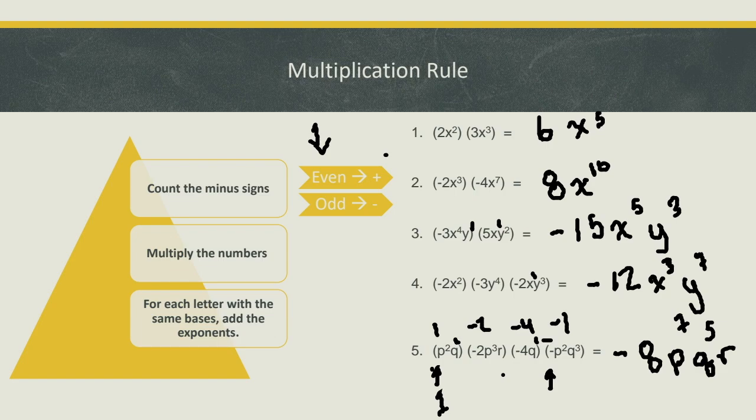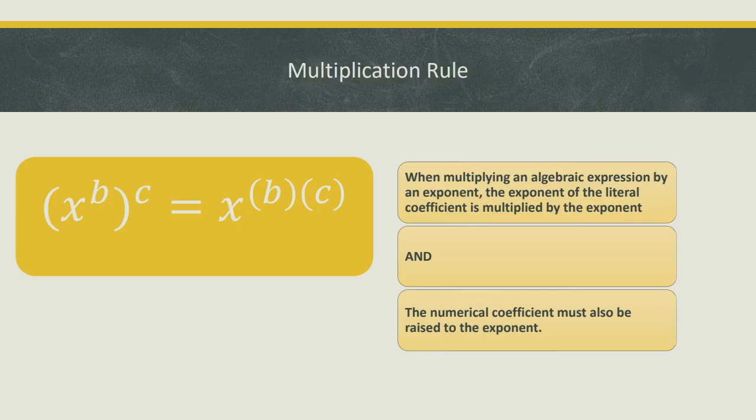So you could put a 1 up here, or you could just, be a mathematician and be lazy. There's probably a much better word for it, but that's just what I was told my whole life. And erase that 1. So your final answer would be -8, P to the power of 7, Q to the power of 5 times R. Okay. So we have another rule when it comes to multiplication.